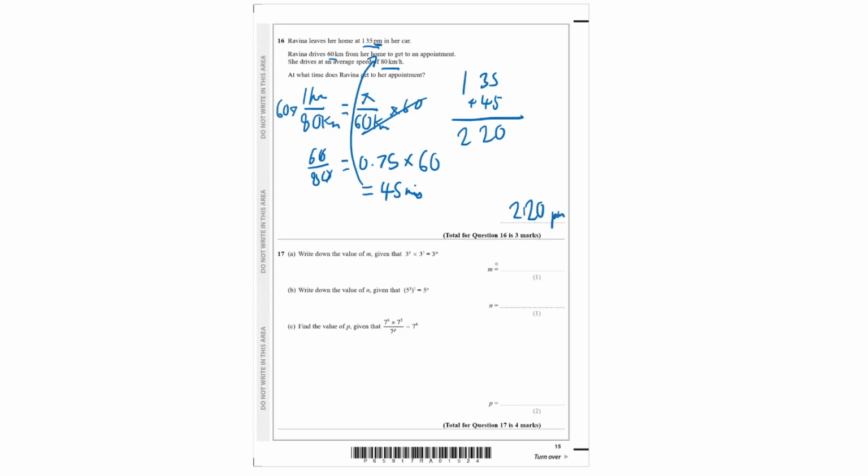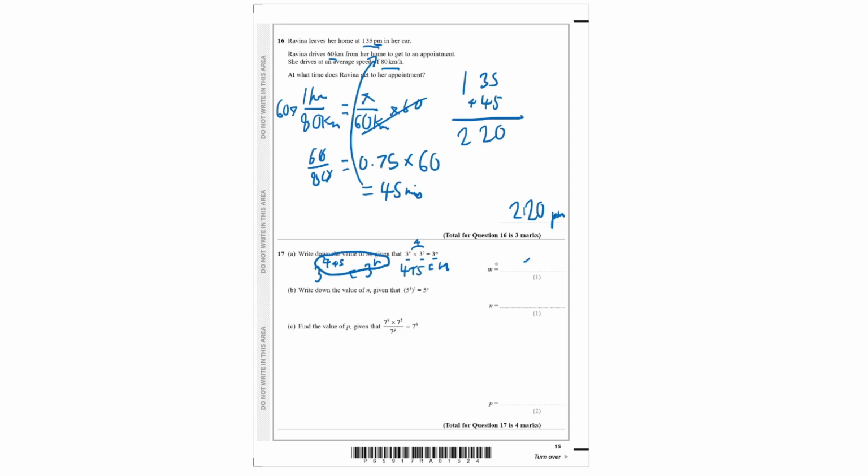Write down the value of m given that 3 to the power 4 times 3 to the power 5 is equal to 3 to the power of m. Now when dealing with indices and they have the same base, which here is 3, we simply add the indices. So we have 3 to the power of 4 plus 5 is equal to 3 to the power of m. And since we only have to find m, we can only focus on this equation. So we have 4 plus 5 is equal to m.